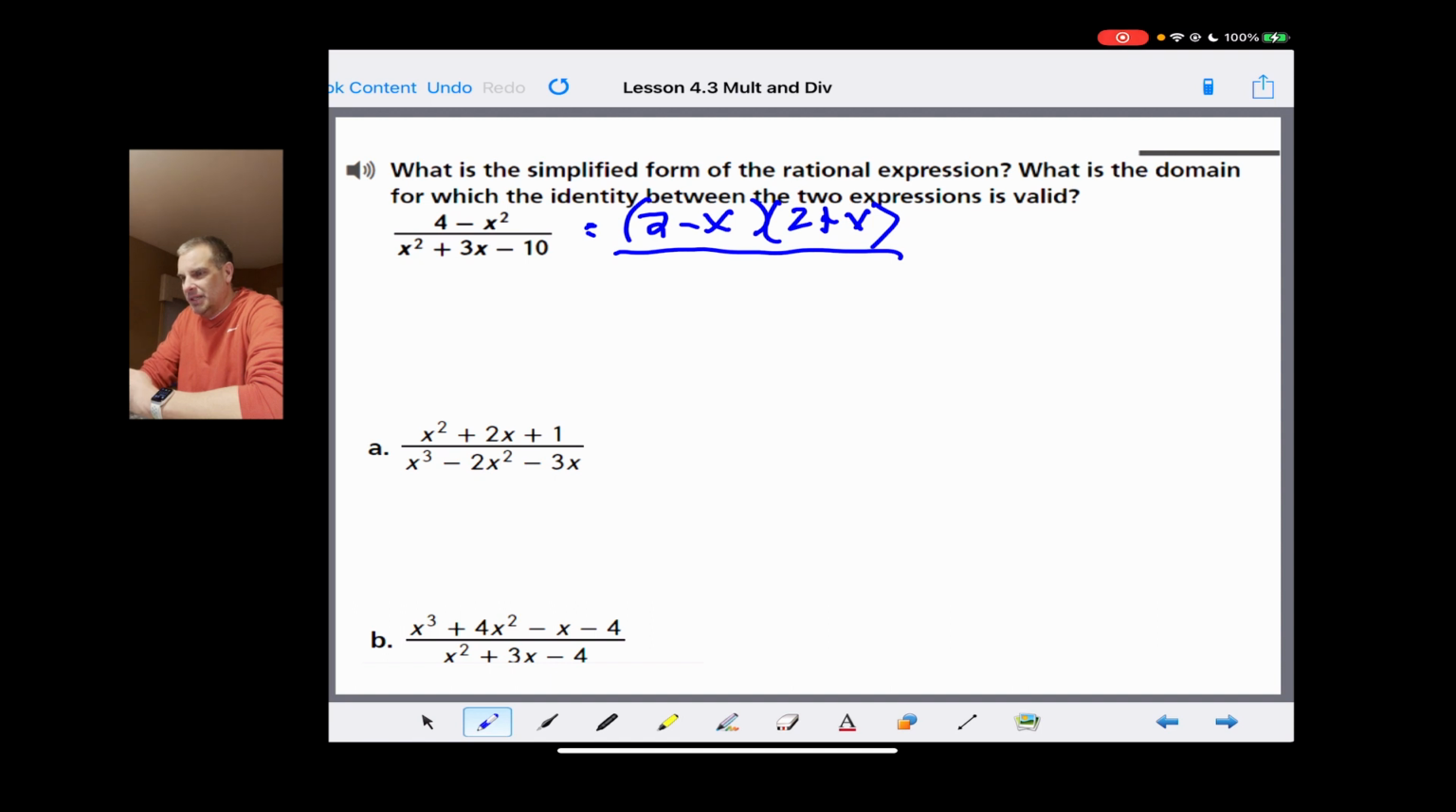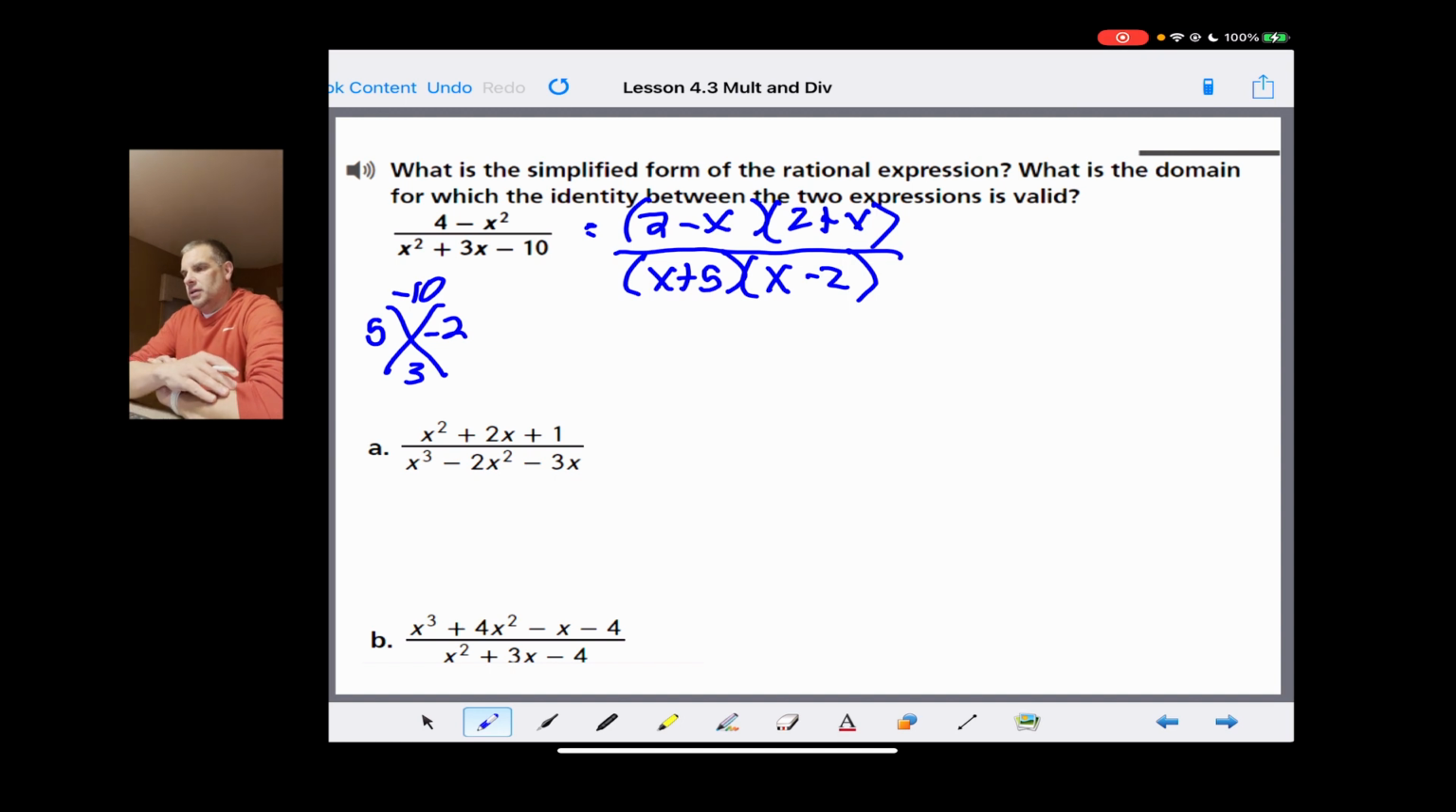On the bottom, factor tree. If you have to use the factor tree, negative 10 and 3. So 5 and negative 2. So then that becomes x plus 5 and x minus 2. So now you ask the question, are any of these equivalent to each other? Well, you've got a 2 minus x and you've got an x minus 2. Are those two things the same thing? And the answer to that is no, they're not.